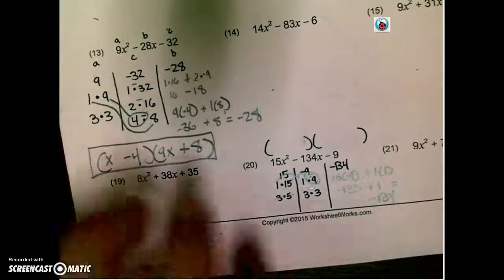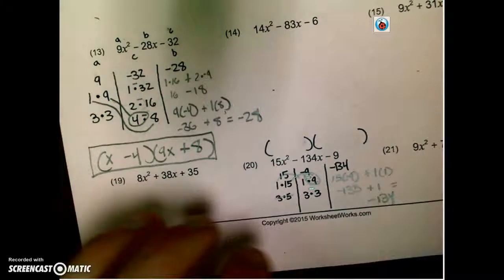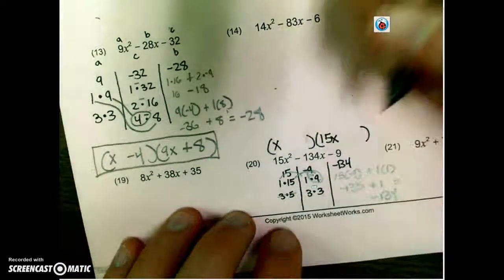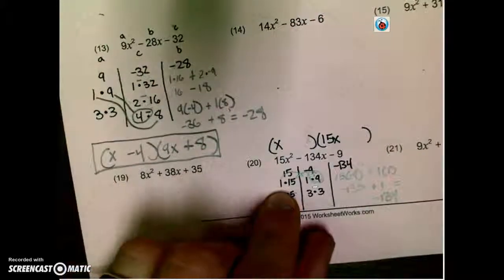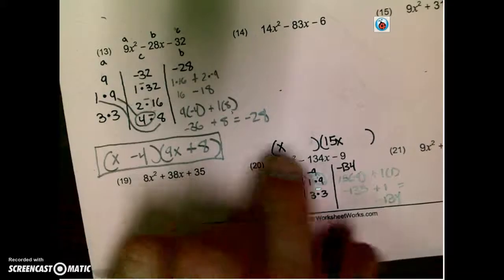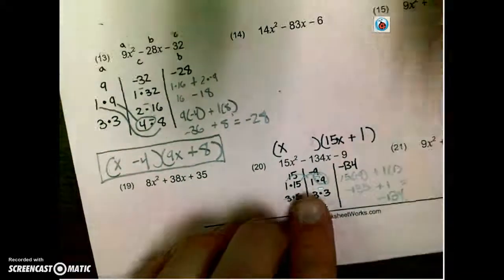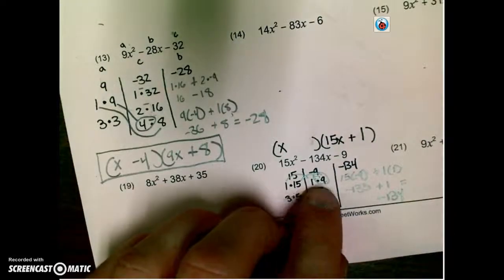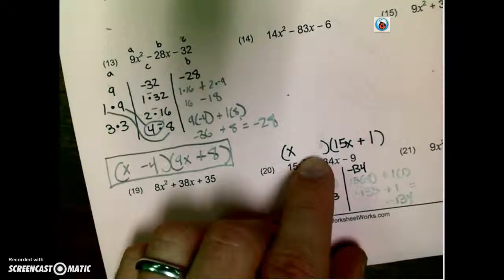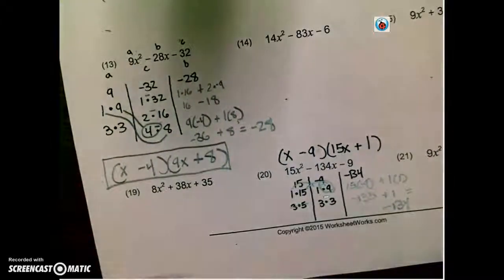All right, so my factors in the A column tell us what's going to go in the first. I need a 1x and a 15x. And then I just place them in the opposite parentheses. So this 1x needs to be opposite of a positive 1. This 15 needs to be opposite of the negative 9. All right, and there we go for that.